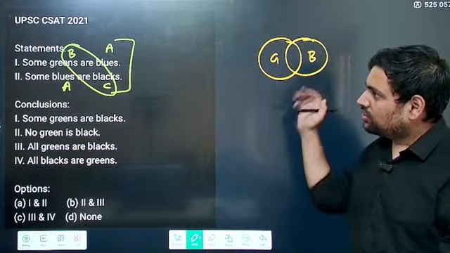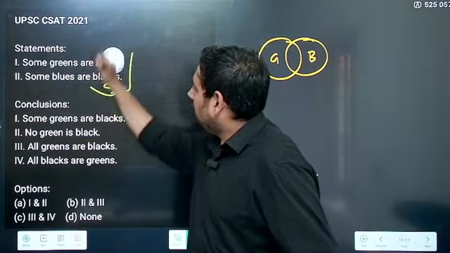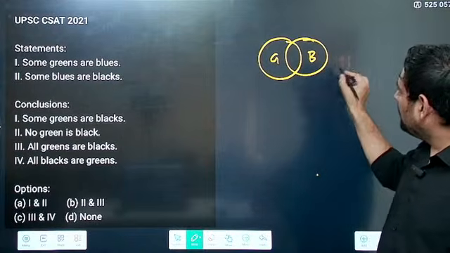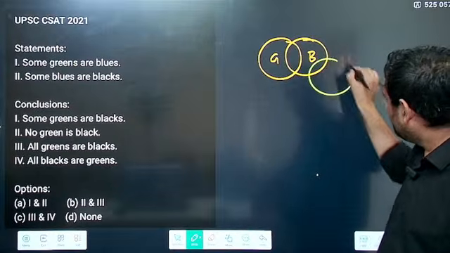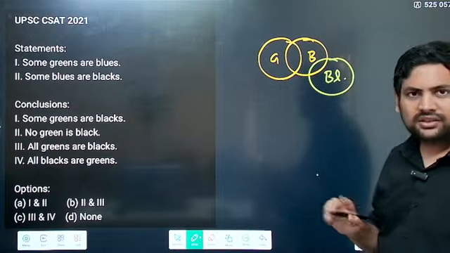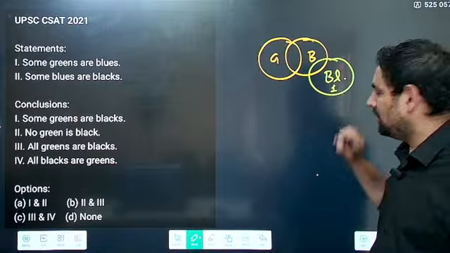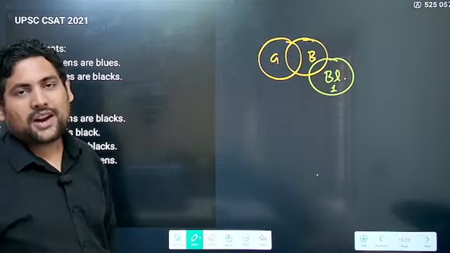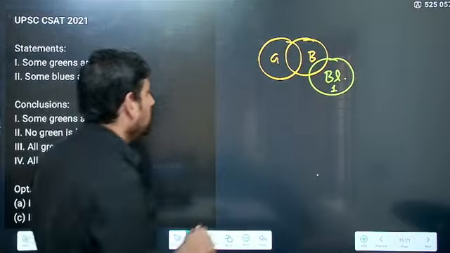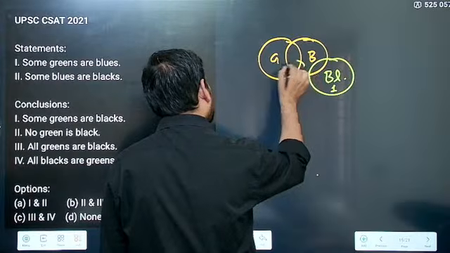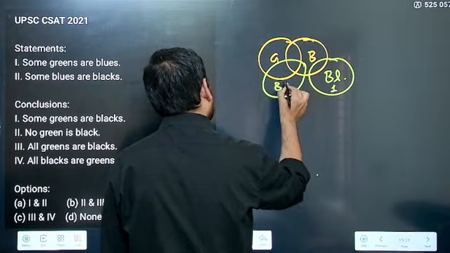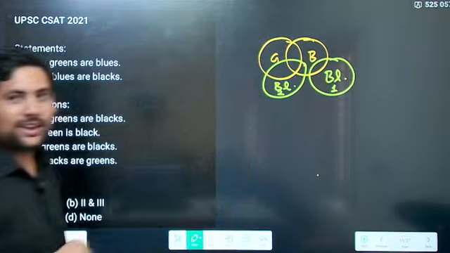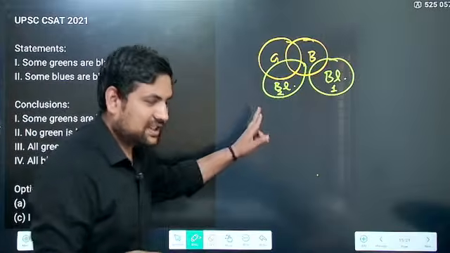So again there will be two possible diagrams. You have drawn green and blues, now you have to draw blue and black. One possibility is that green and black does not intersect. This becomes black, correct? This is the first possibility. The second possibility is when green and black also intersect. With blue it has to intersect, that I am ensuring, but I am also intersecting it with green, and this is the second possibility. Understood? This is the first, this is the second.